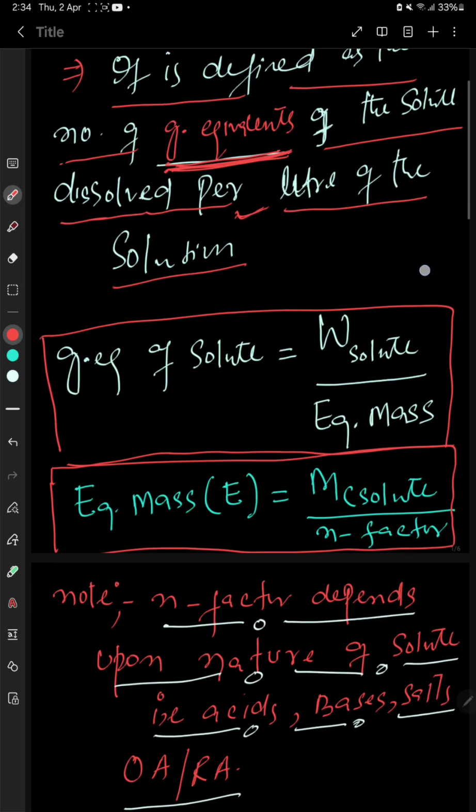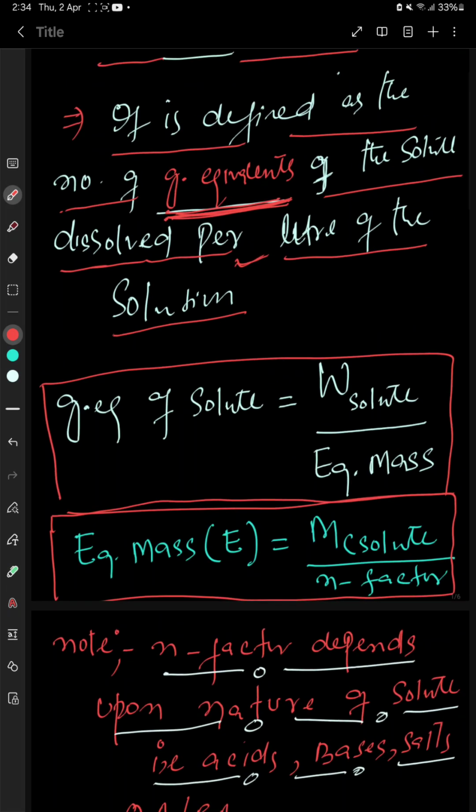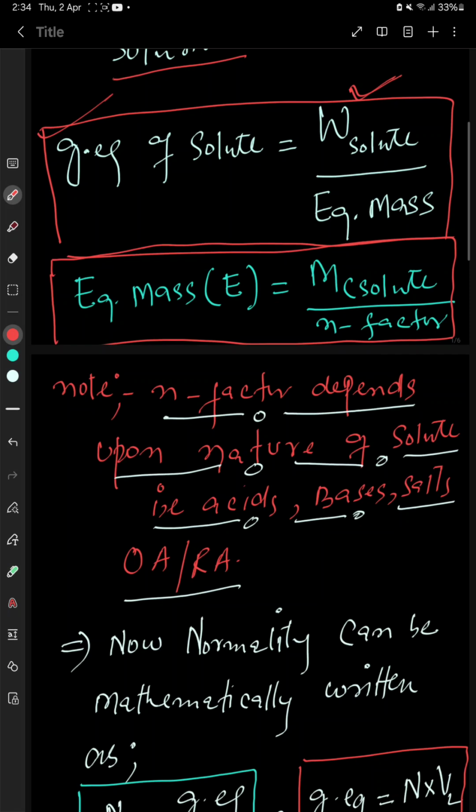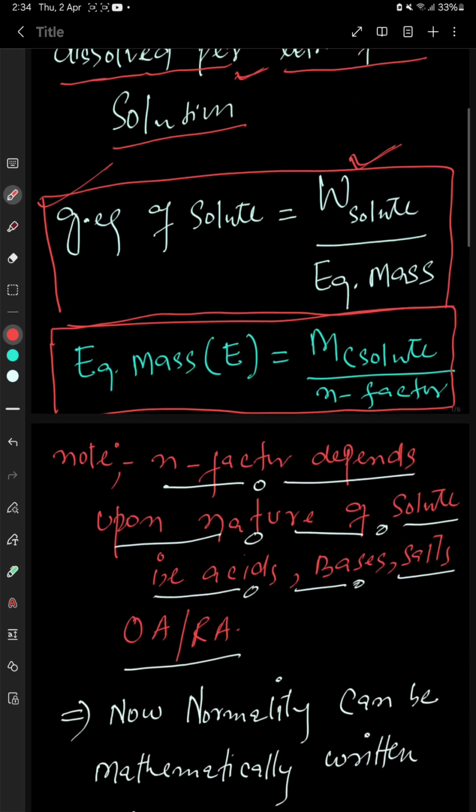In this particular definition, all eyes must be on the term gram equivalents. The gram equivalent of the solute can be calculated by taking the given weight of the solute divided by its equivalent mass. Now, in the same equation we come across a term called equivalent mass. Equivalent mass of any solute can be calculated like this: take the molar mass of the solute divided by the n factor, and this will help you find the equivalent mass.